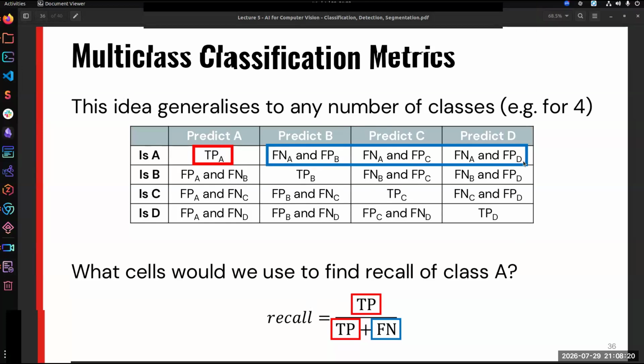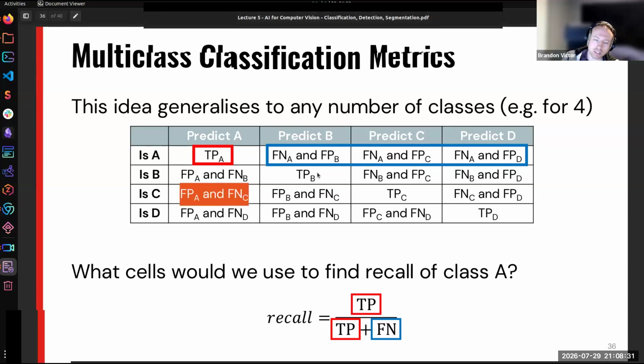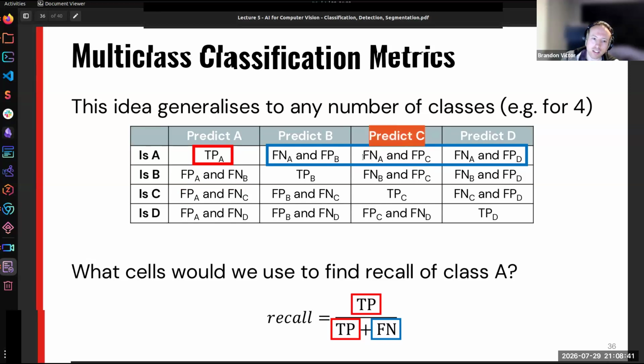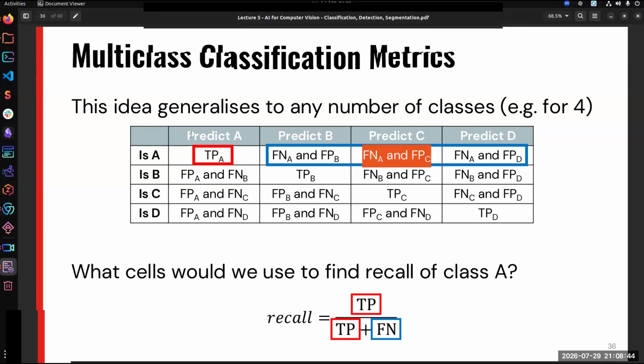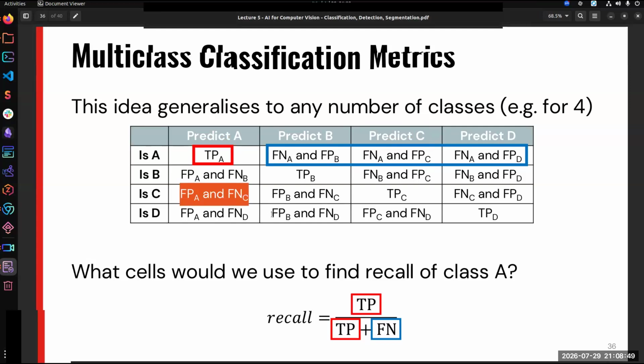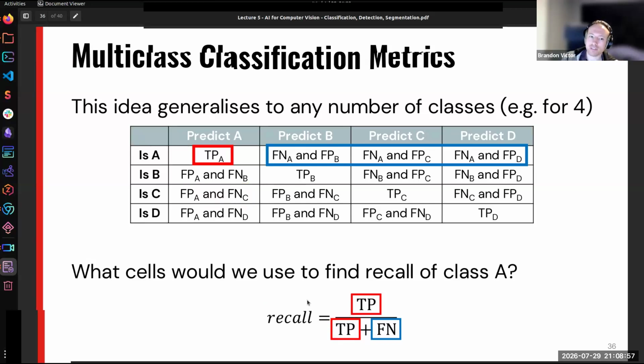So if we flip it along the diagonal, let's look at what that means. Let's say this C1 here gets put here. That's flipping along the diagonal. That means what was the model predicted C but it was actually A becomes the model predicted A but it was actually C. So it's not the same idea. And if you flip it, recall becomes precision.